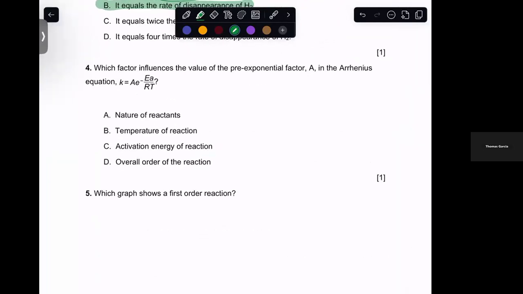Okay, which factor influences the value of the pre-exponential factor A in the Arrhenius equation? Now, this is just something that we have to memorize, what A is representing. A represents the nature of our reactants. So 4 is A. We have to know that A, the Arrhenius factor, takes into account the frequency and orientation of the collisions. So for that orientation, we have to understand about these reactants. It has nothing to do with temperature, and you'll notice that because it's separate from temperature. It again has nothing to do with activation energy. It is separate from activation energy. Order of reaction we notice only from experimental values. So by process of elimination, it must actually be A, even if you don't remember it.